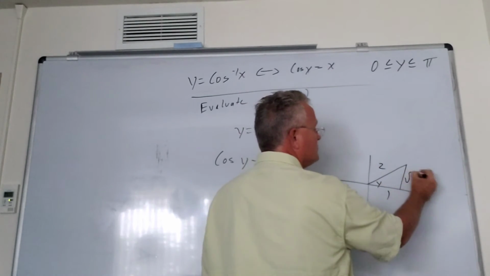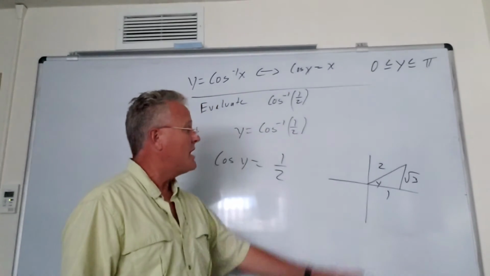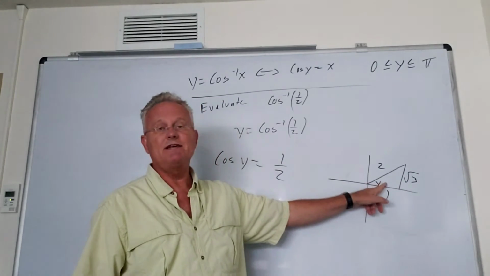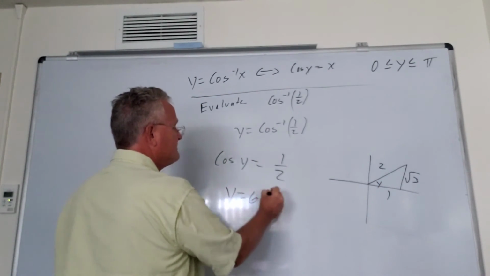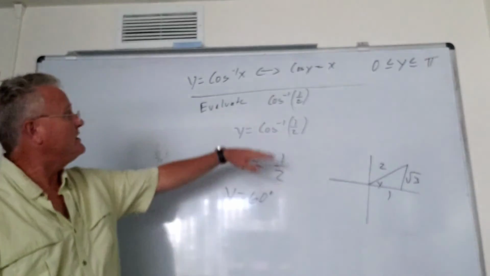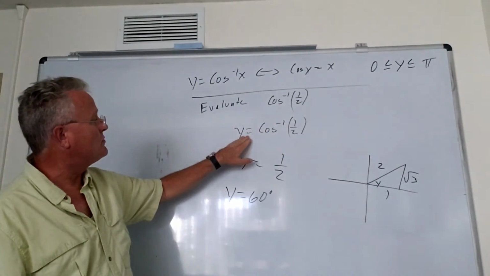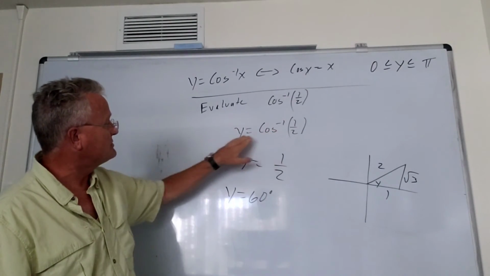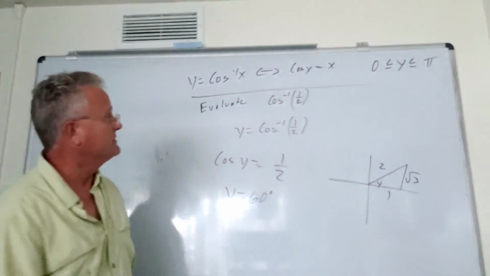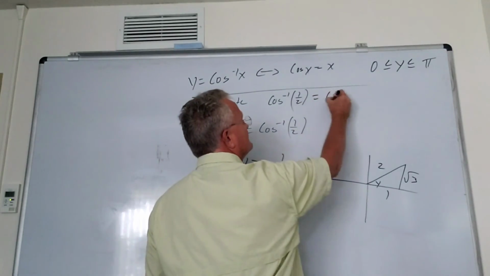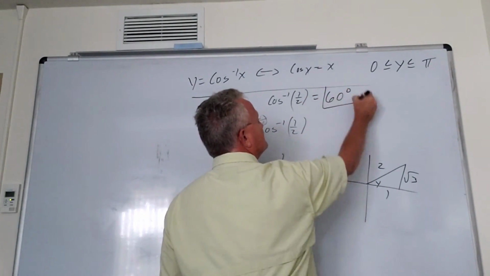And this is the 1, 2, square root of 3 triangle. Opposite the square root of 3 is 60 degrees, so y is 60 degrees. But at the beginning, we let our expression equal y, so this expression is y. Y is 60, therefore our expression inverse cosine of 1/2 is positive 60 degrees.